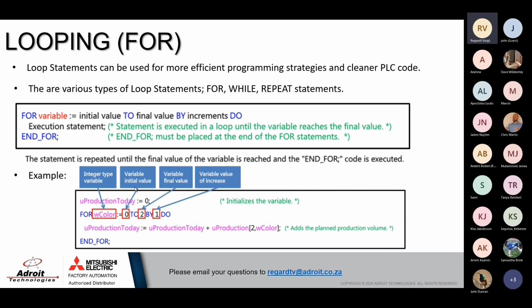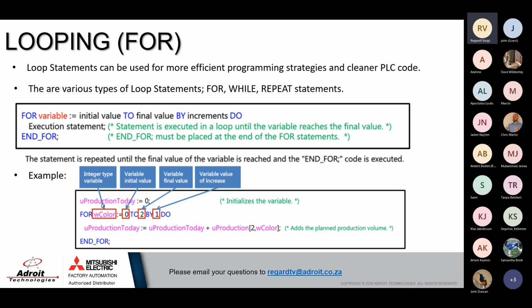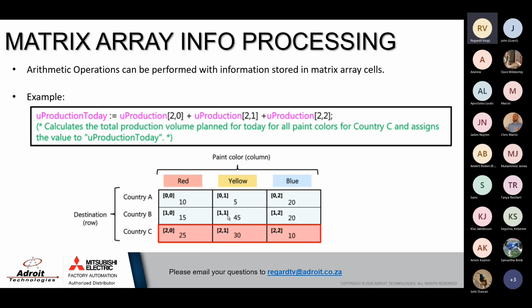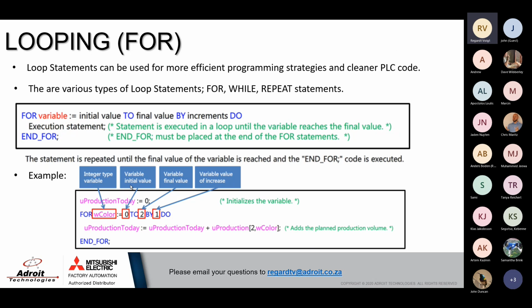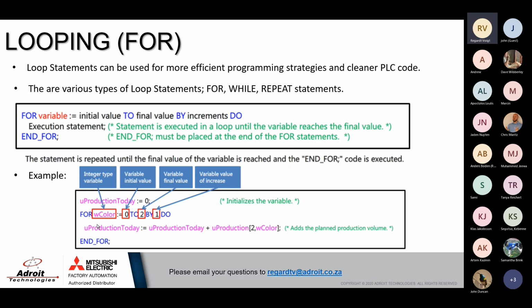So if you, for instance, want to see the production value of your process, your plant, for all of the products being produced for that day, you can write a simple for loop statement to do that. For this example here, it's not very practical because there are only 3 variables. But if you have 100 countries, for instance, or 100 colors, then obviously writing this program will become less efficient. Therefore we will use looping.